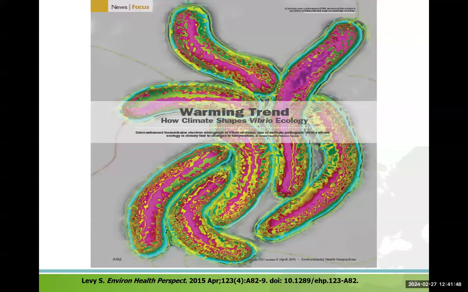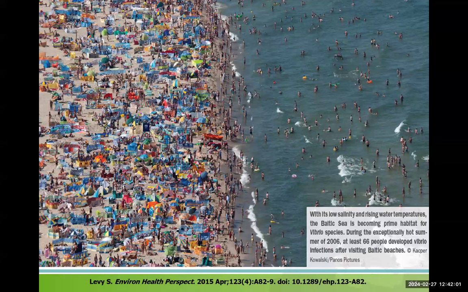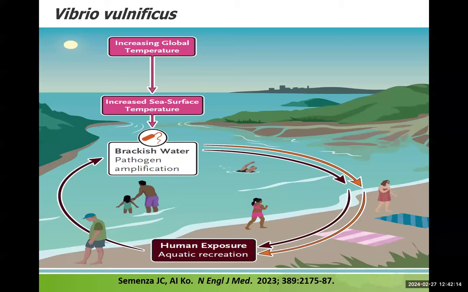And in fact, these Vibrio bacteria are particularly sensitive to temperature. And so due to the warming trend, these Vibrio bacteria thrive. But guess what? When it gets warm, everybody else goes to the Baltic. And so we see a lot of people being exposed to the brackish water in the Baltic. And here again, you can see temperature increases in pink. That leads to an increase in sea surface temperature. And this is exactly when these bacteria start replicating.